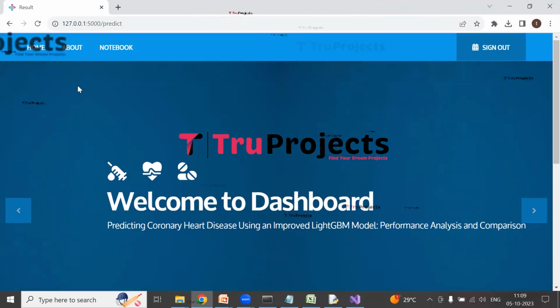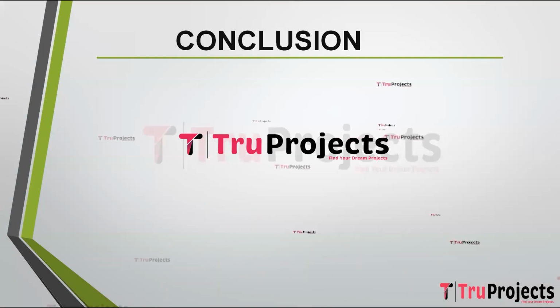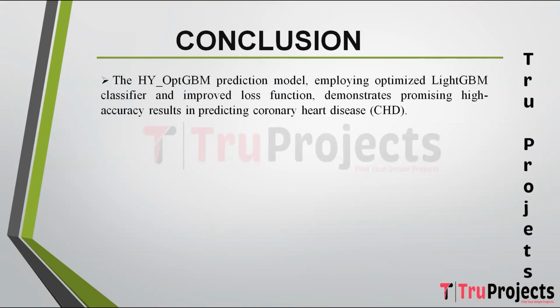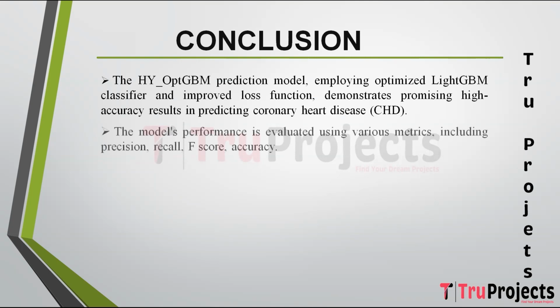And the conclusion of the project is, the project introduces HY-opt GBM, a prediction model leveraging an optimized LightGBM classifier and an improved loss function. This model showcases high accuracy in predicting coronary heart disease, suggesting its potential effectiveness in healthcare applications. The model's performance is rigorously evaluated using essential metrics: precision, recall, F-score, and accuracy. These metrics provide a comprehensive assessment of the model's ability to predict CHD accurately and reliably.